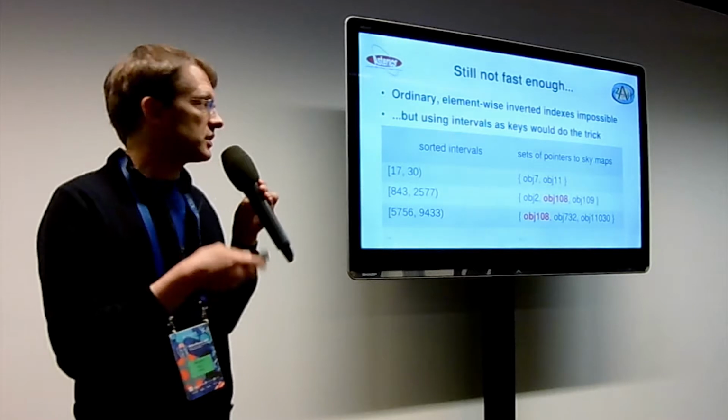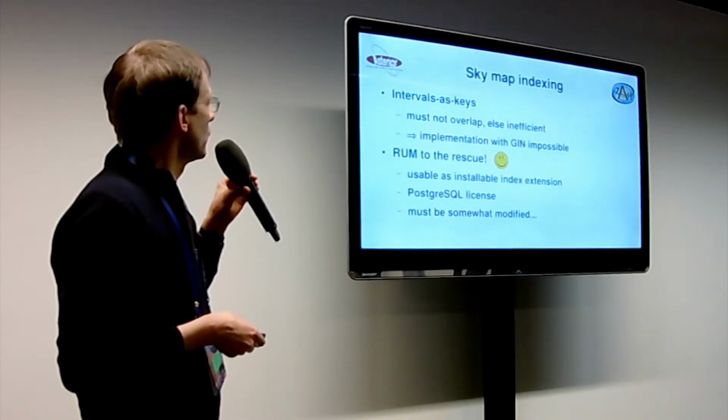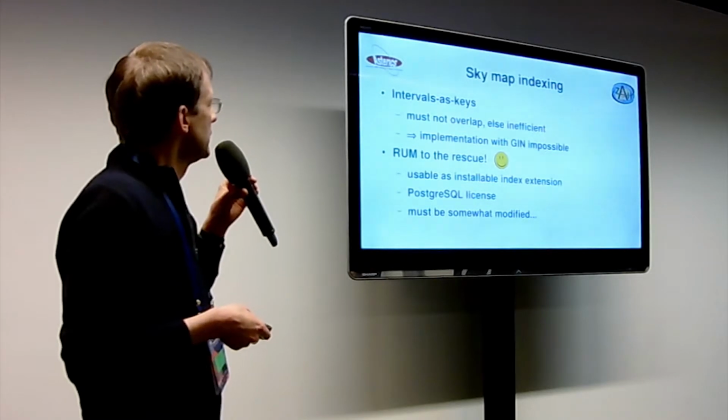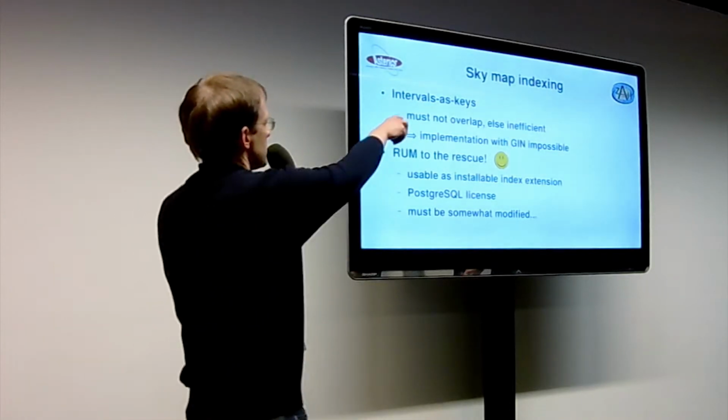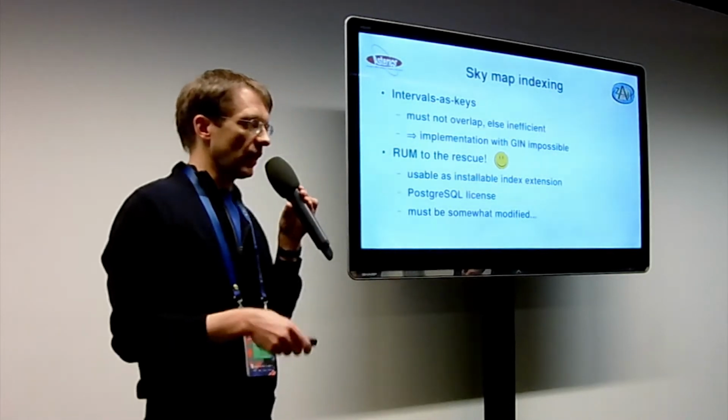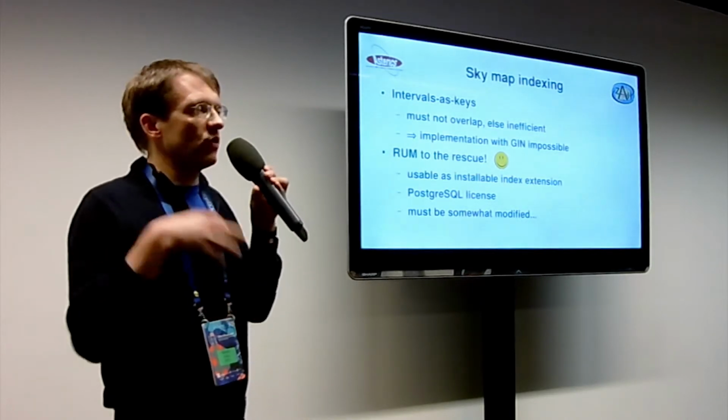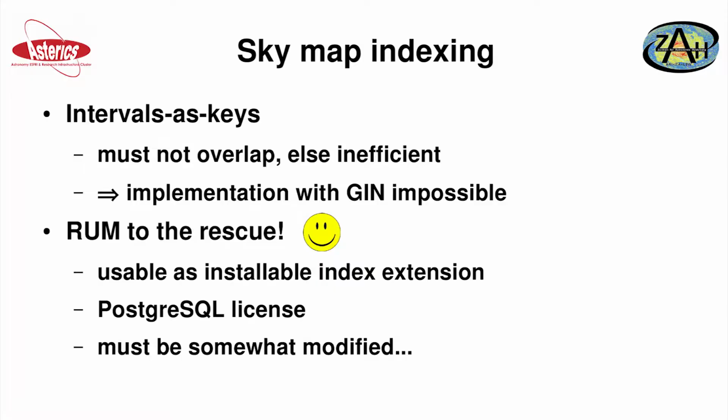So that would be good if we would have something like this in Postgres, and this is the main topic of my talk. However, it's important that these intervals must not overlap, because otherwise we would have no real improvement from the index. And as I said before, GIN is not possible. However, with the RUM access method for Postgres, released last year, I saw a way to solve this problem.